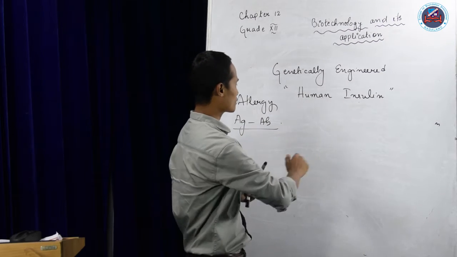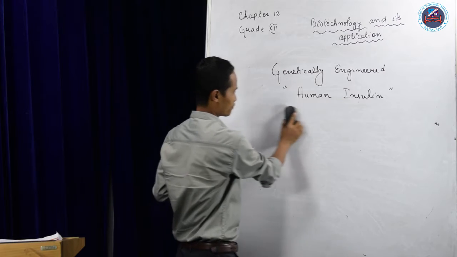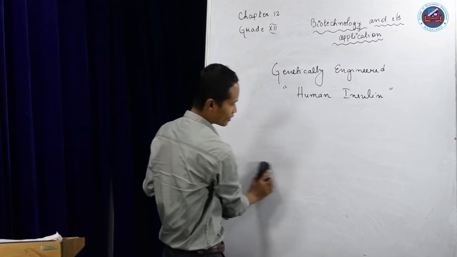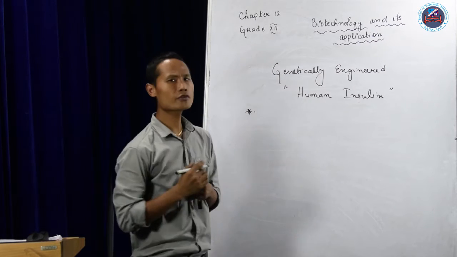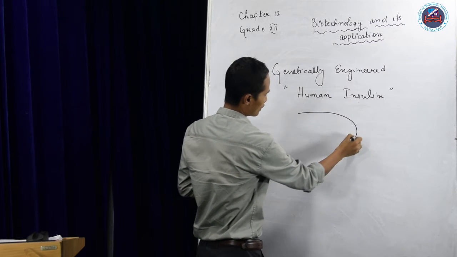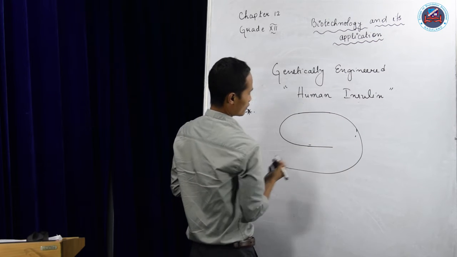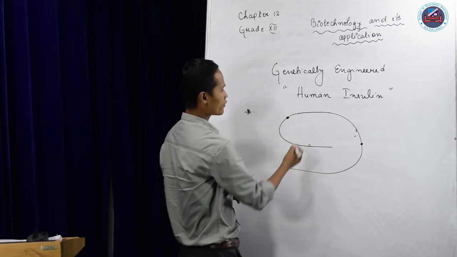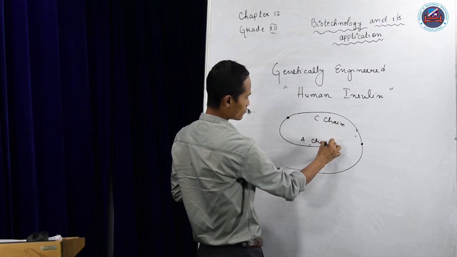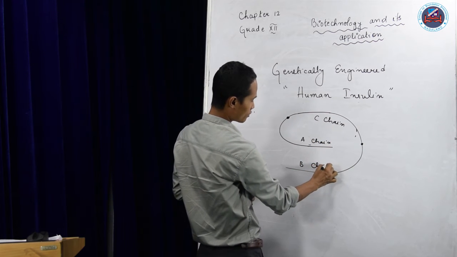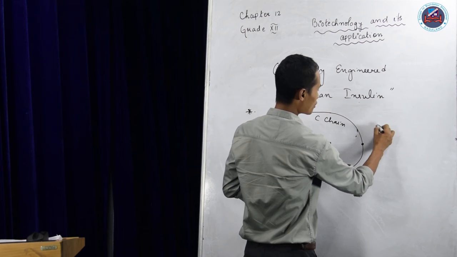So genetic engineering, or biotechnology, provides a platform where we can produce insulin artificially in the lab. First of all, let's see what insulin is. This is the structure of insulin. There are normally three chains. We have the C chain, or C peptide. This area is the A chain, or A peptide, and the B chain, or B peptide. In all mammals, including human beings, these are synthesized as a prohormone.